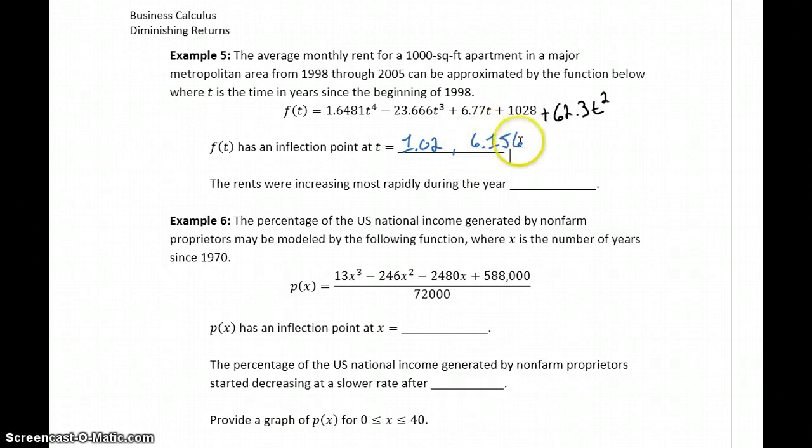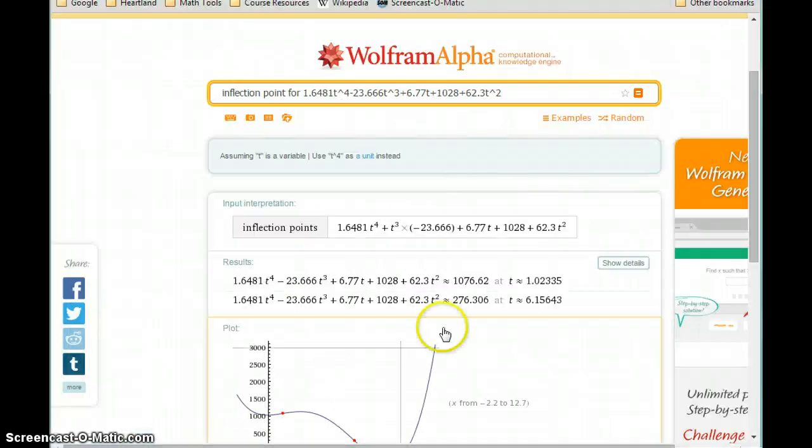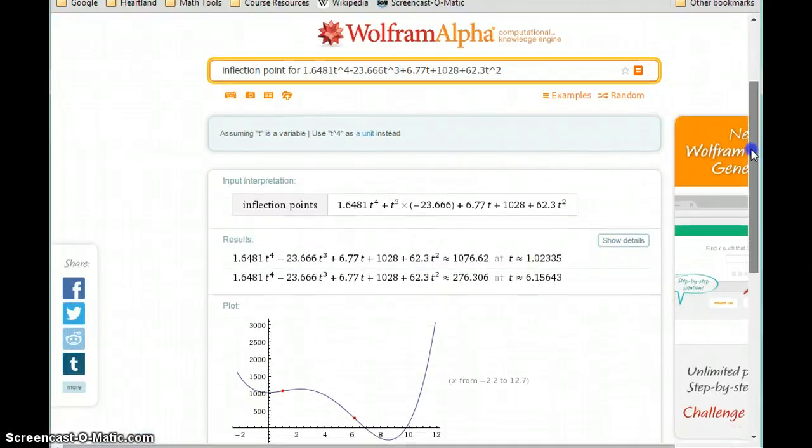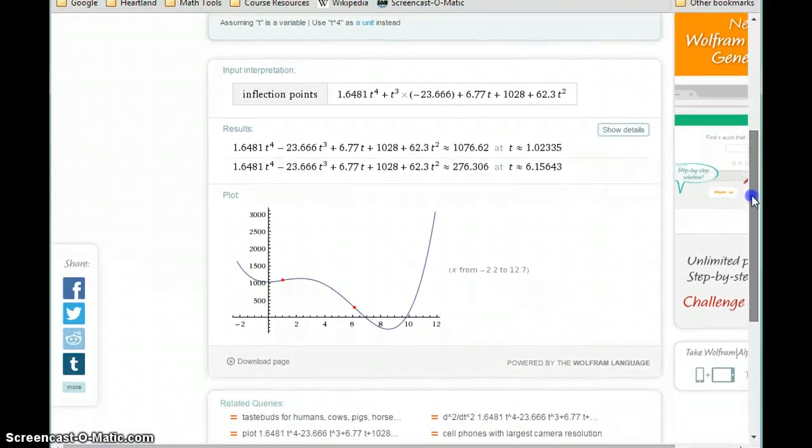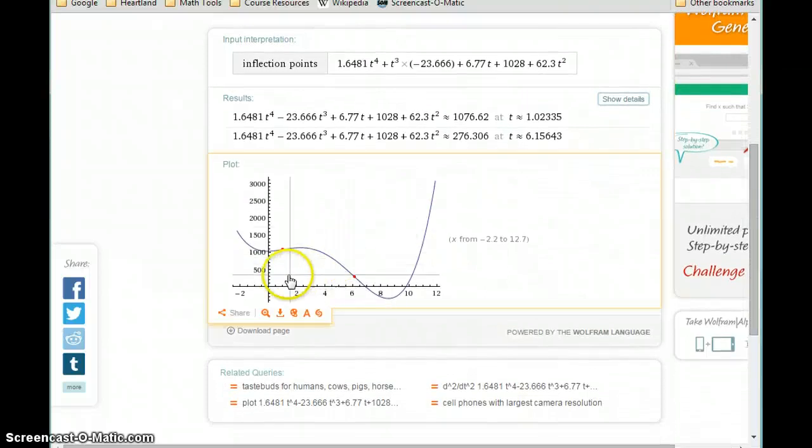So we're asked to identify when the rents were increasing most rapidly. So only one of those is the correct answer. In this case, we have two separate inflection points to choose from. So what we can tell if we look at the graph a little bit more, again, we're looking for when concavity changes from increasing to decreasing. So here we've got values that are increasing and then still increasing but changing to that concave down shape.